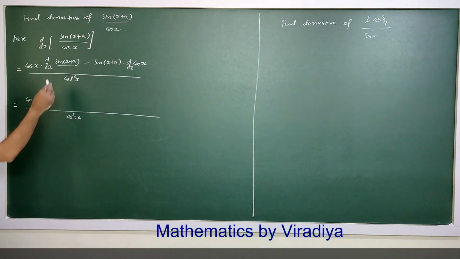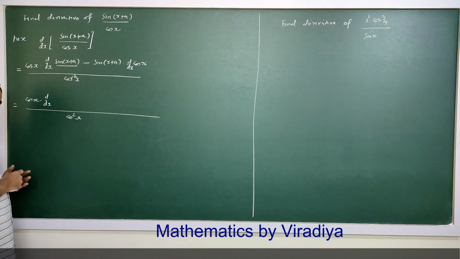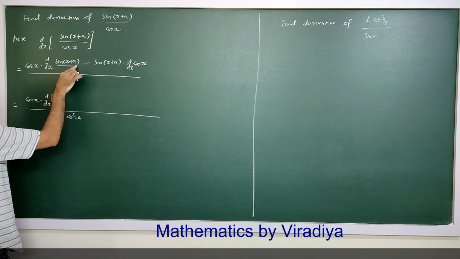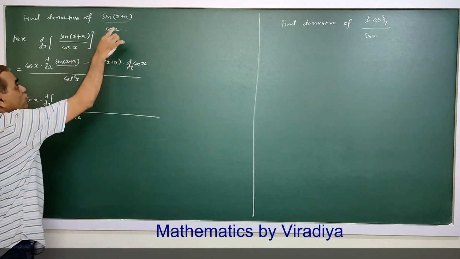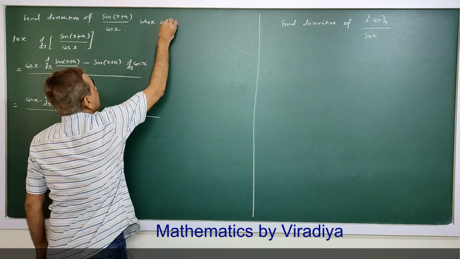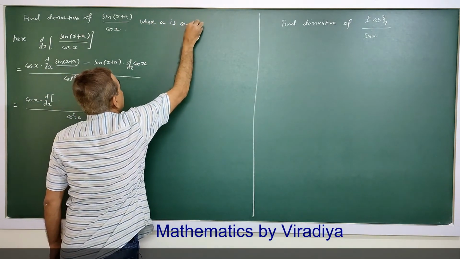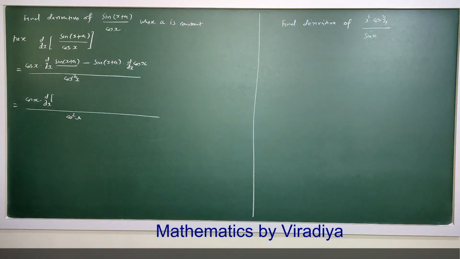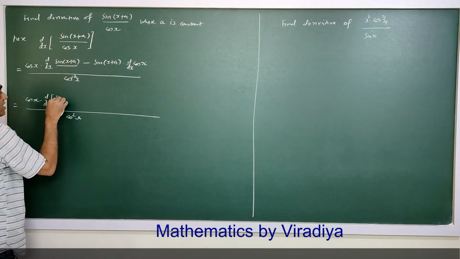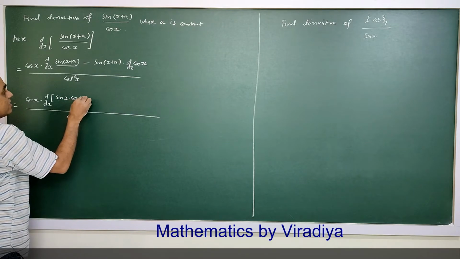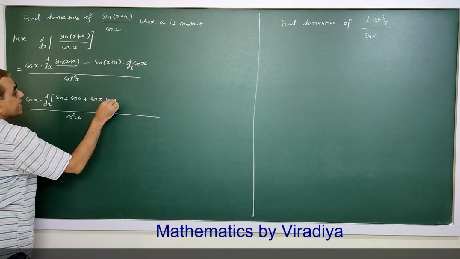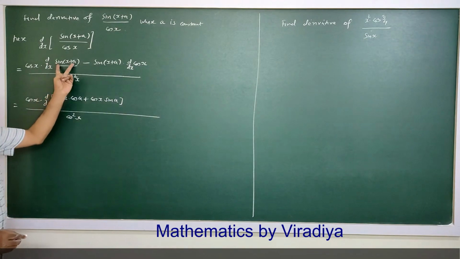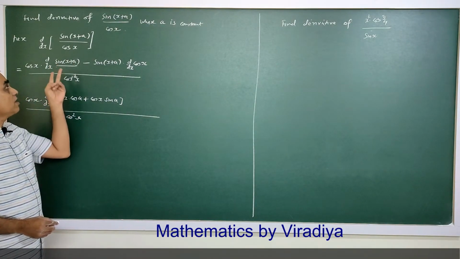So here to obtain derivative of this function, first of all I keep formula for sine of x plus a. Here a is constant. Remember a, b, c, p, q, r, these symbols are constants in these questions. Only x is a variable. So formula for sine of x plus a is sine x cos a plus cos x sine a.